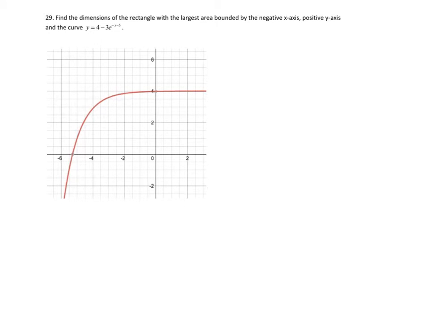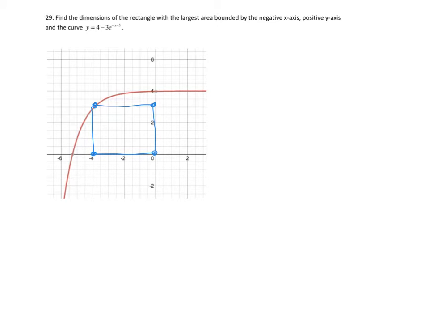The next problem, this one's not in the notes, this is actually the last problem from the packet, is being able to find the maximum area of a rectangle bounded by a graph and the axes. So in this problem, it's a little bit of a twist on our normal question in this format. This rectangle is bounded by the negative x-axis, the positive y-axis, and the curve. So usually we've seen it in the first quadrant, now we're in the second quadrant, so it's a little different. But we've got a point on the graph, a point on the x-axis, a point on the y-axis, a point at the origin, and that makes a rectangle.